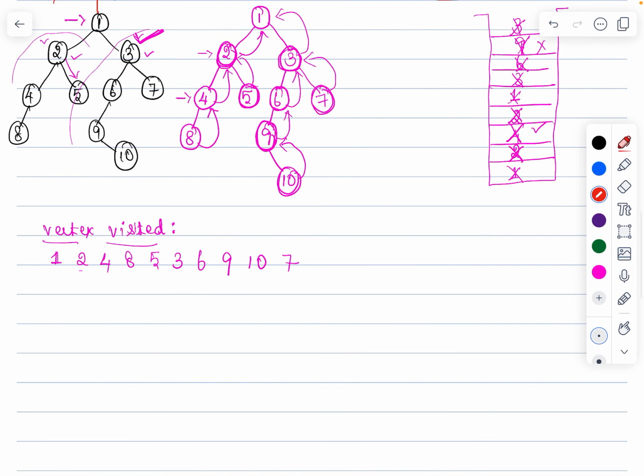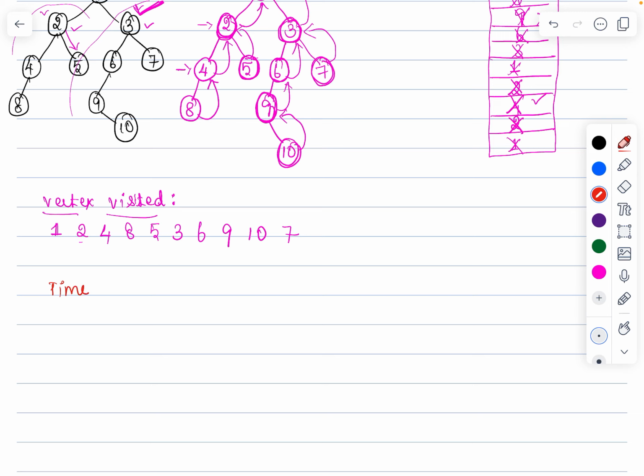Now let us discuss the time complexity. Here the time complexity of DFS depends on the data structure used to implement it. When implemented using recursion or a stack, the actual time complexity of DFS is big O of V plus E. V is the vertices visited and E is the edges. Visiting each vertex takes constant time, and each edge also takes constant time. For BFS also the time complexity is big O of V plus E, and in DFS also the time complexity is V plus E. So visiting all vertices takes big O of V time.